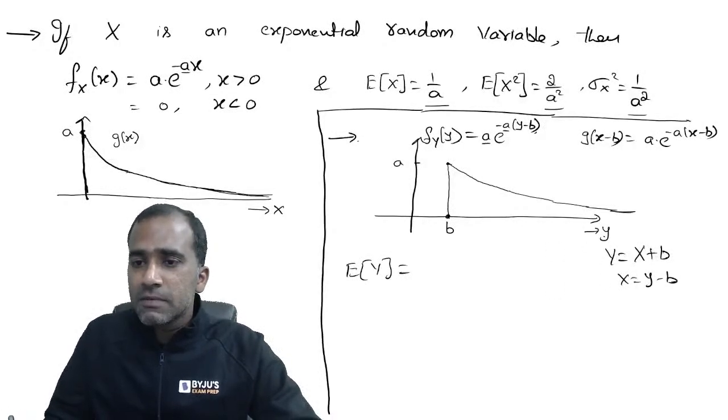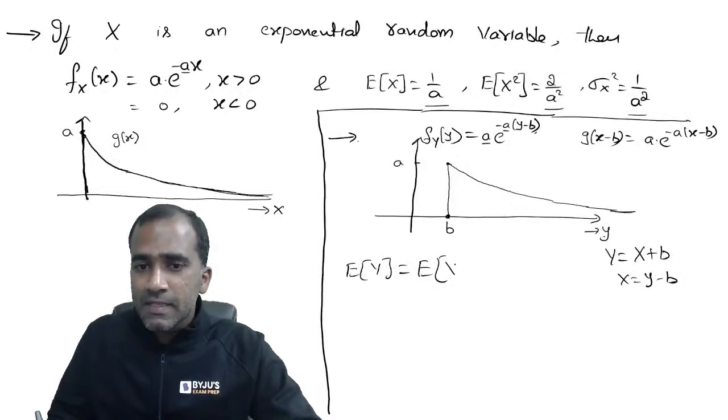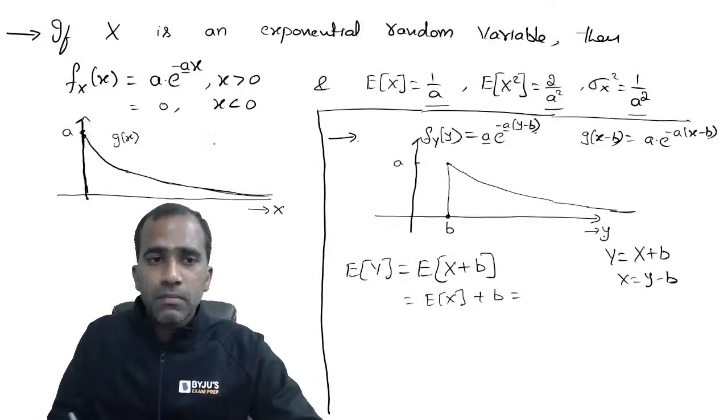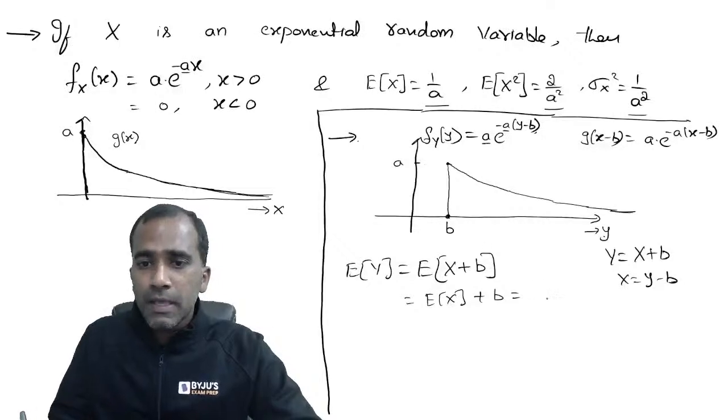So if you know the relation between y and x, can you find the relation between the moments? Expectation of y, replace y with x plus b, which is equal to expectation of x plus expectation of b, which is b. Expectation of x in this problem is 1 by a, plus b.